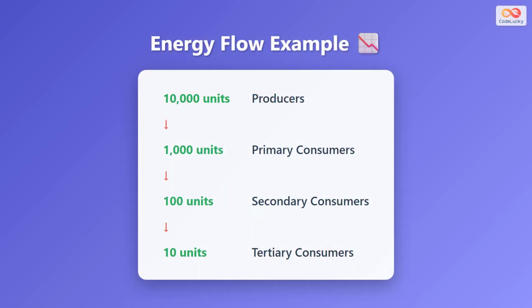Let's look at a concrete example of energy flow. Imagine producers start with 10,000 units of energy. When primary consumers eat these producers, they only receive 1,000 units of energy, which is 10%. Secondary consumers that eat the primary consumers get just 100 units of energy. Finally, tertiary consumers at the top receive only 10 units of energy. This dramatic decrease in available energy explains the pyramid shape.